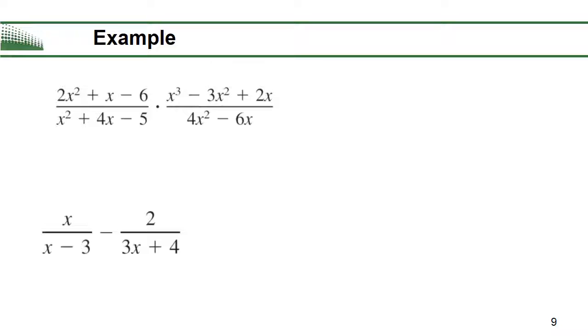All right, a couple of examples. The first one we're going to multiply. The second one we're going to subtract. Let me remind you that when we multiply these rational expressions, we do want to factor the numerator and the denominator. With adding and subtracting, if possible, you want to factor the denominator first. With multiplying and dividing, you factor both. All right, pause this recording, try the example, and then resume to see the answer.